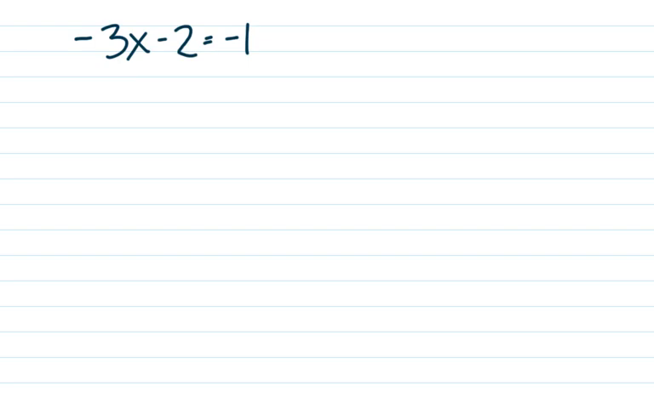All right, so we have another problem here. So we're still trying to get the variable by itself. My variable is x. So everything on the left side of the equal sign beside that x has got to go. So this negative 3 has to go away. And this minus 2. Okay, let me rewrite it.